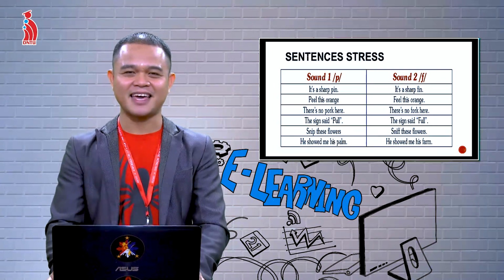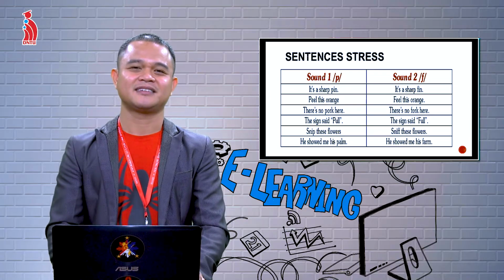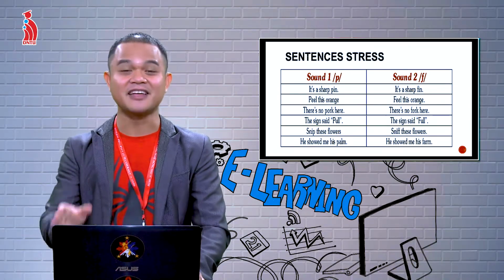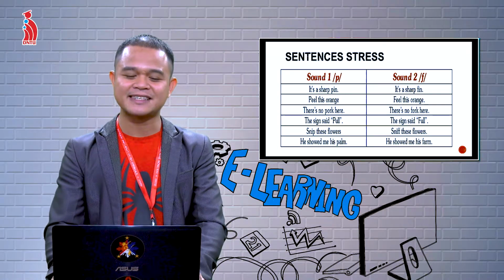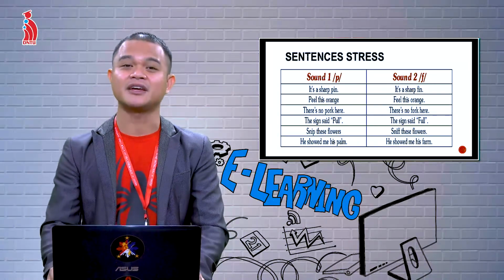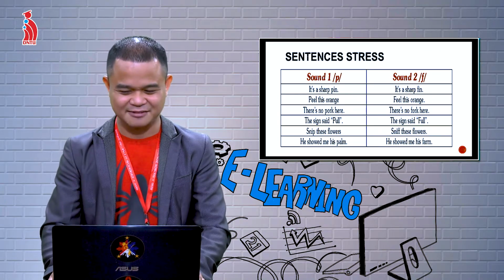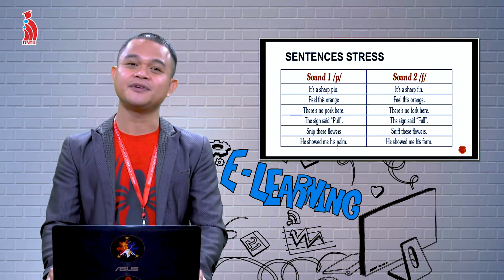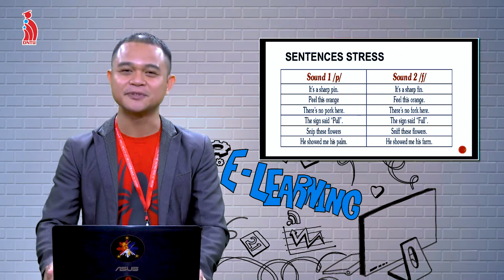See? Again, the stressed words are emphasized. The tone is higher or stronger than the other words in the sentence. As you can see, our F sound and P sound, the plosives and the fricatives, are usually the stressed words in sentences. Later on, your teachers will give you more exercises, so take note of that in your group classes.